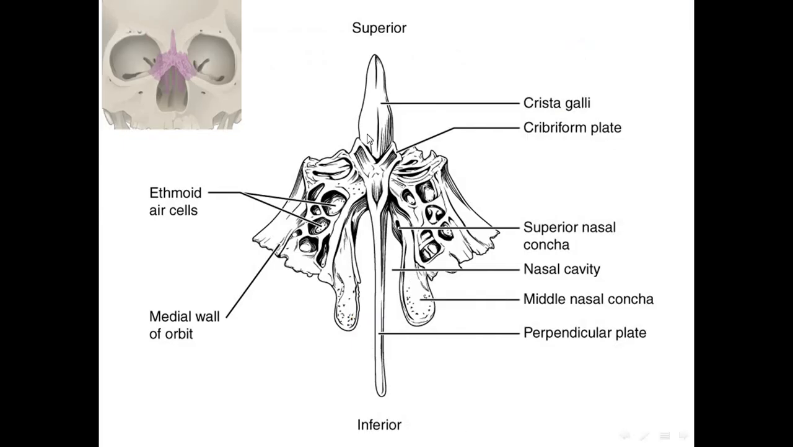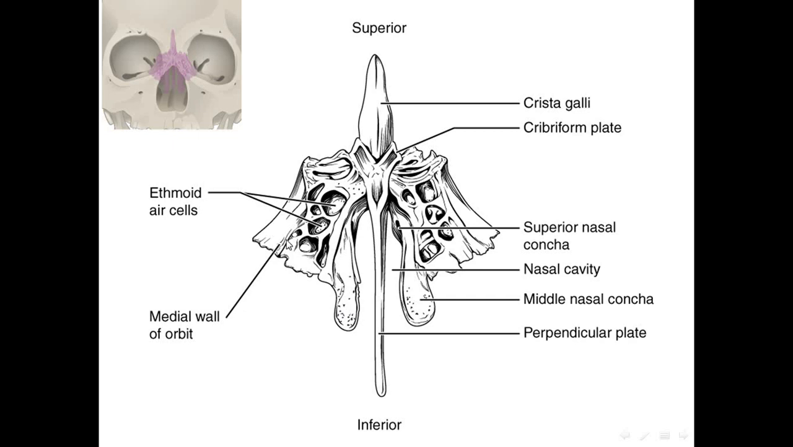This is a superior view of the ethmoid bone. So this is the crista galli, which is the attachment of the dura, and these are the ethmoid air cells. Sorry, this is an anterior view. This is the superior location and this is the inferior location. So superiorly there is this projection, which is the crista galli, and inferiorly this is the perpendicular plate, which forms the superior portion of the nasal septum. When we talk about the nasal cavity and nasal septum, we will mention this as well.